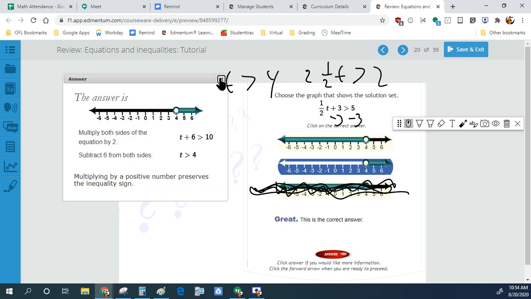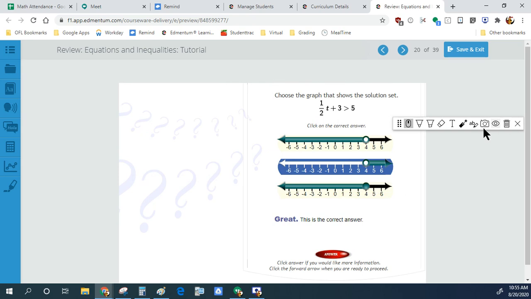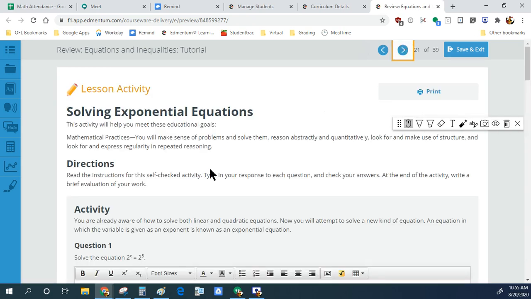And this will explain it. So even if you guys get it wrong, click the answer. Even if you get it right and you're like, that's not what I was expecting, click it. It shows you the steps. It's good practice for your mastery test.